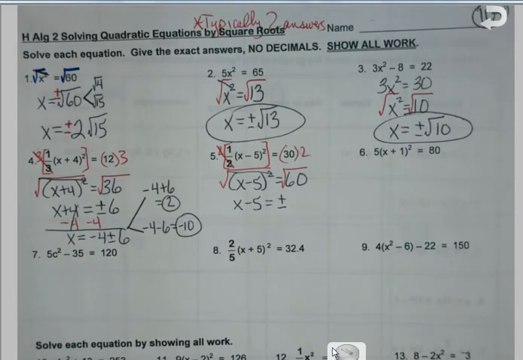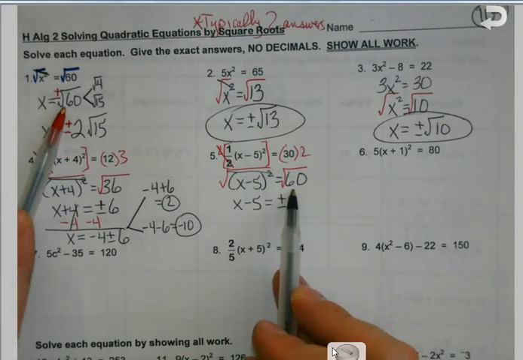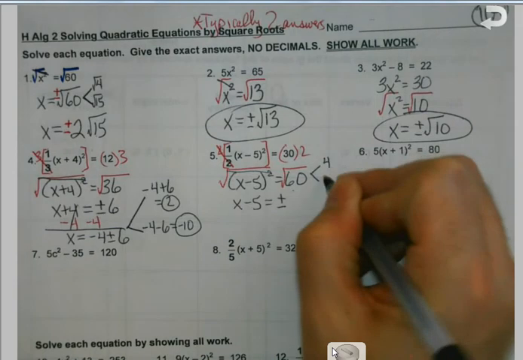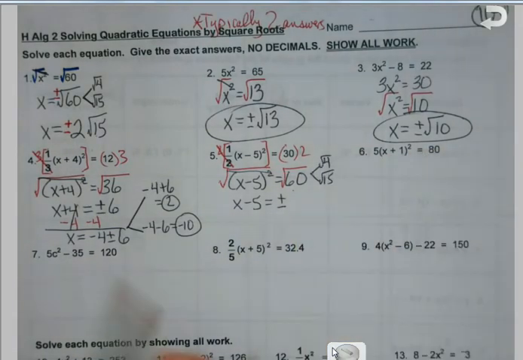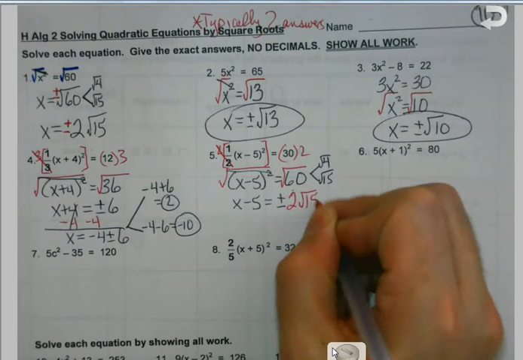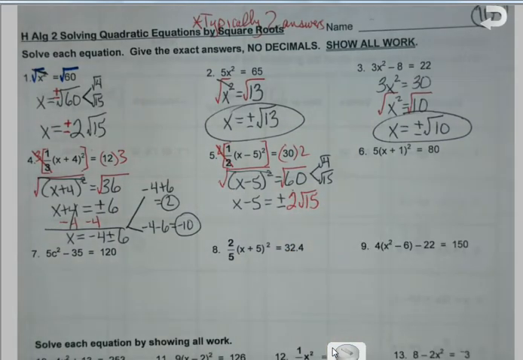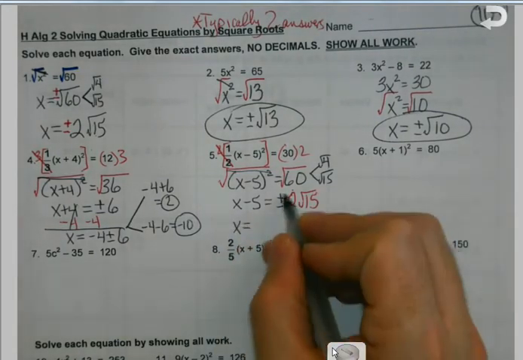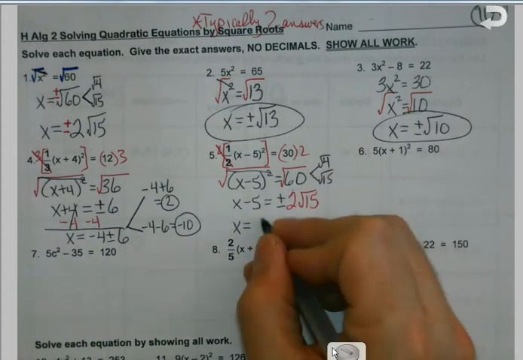60 doesn't break down clean like 36 did, that's unfortunate, but it does break down. We've sort of been down this road before. So I'm gonna go ahead and break that down at this point. And then I still have to add the 5 over, but this is being blocked off by this plus or minus here still.